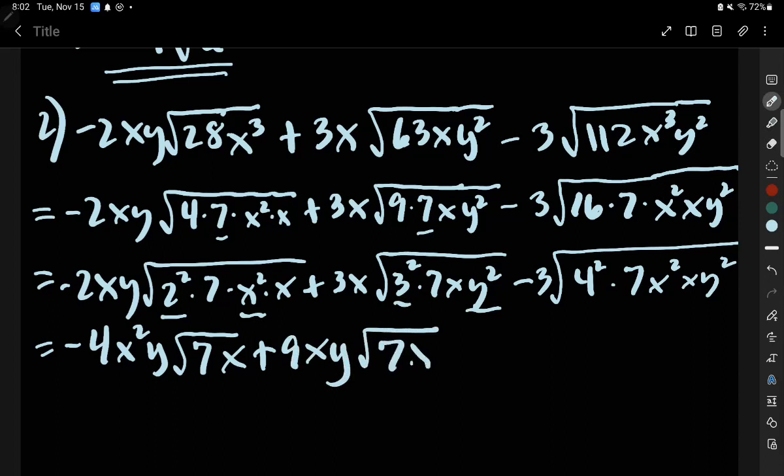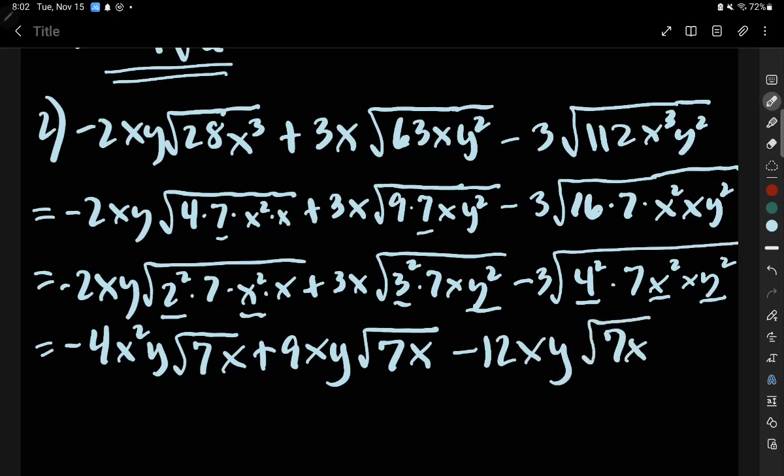Is 7x. Next, last term, we have 4 squared, x squared, and y squared. We can take it all out. So the 4 will be multiplied with 3, it becomes 12. The x will be taken out and also the y. What's left inside is 7 and x. So we have 7x. Sorry. So 7x.